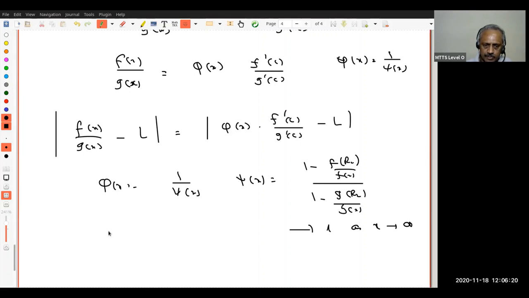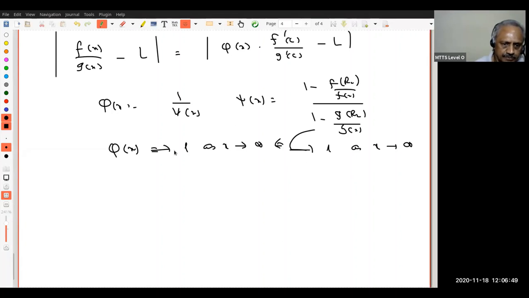And therefore, its reciprocal phi of x, again by algebra of limits. If the limit as x tends to a of f of x equals L, L is not 0, then the limit as x tends to a of 1 upon f of x will be 1 upon L. Therefore, this also goes to 1 as x goes to infinity. And this fact implies this. So that's what I want to use.